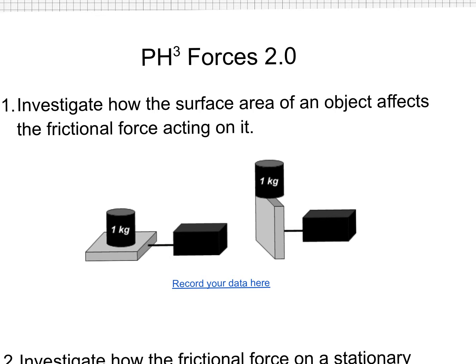And you're just going to simply pull it with your force sensor. Now, how we're going to pull it is we want to pull with a constant velocity. And because it's traveling with a constant velocity, we know then that the net force is 0.